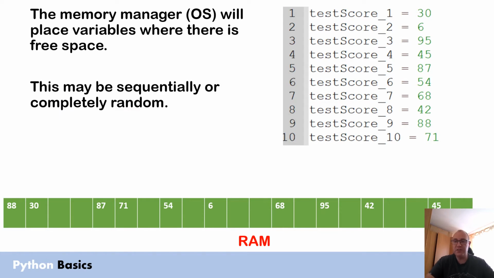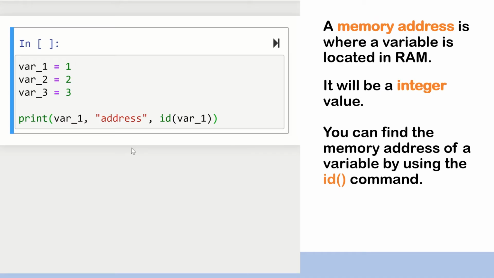Creating all these variables, it might be that they are stored sequentially in RAM. It might be a bit more random. Again, we have no control over it. It's all assigned by the operating system and the memory manager inside the operating system. So we're going to do a little experiment to see where variables are being placed in memory. Here I've got 3 variables, and I'm going to print out where they are located, the address.